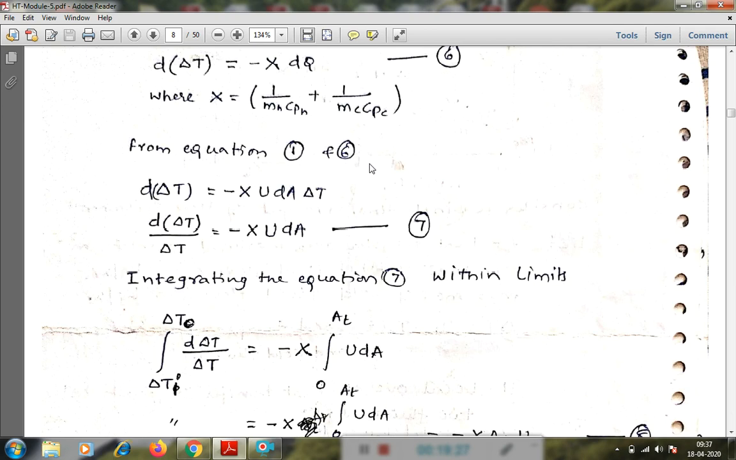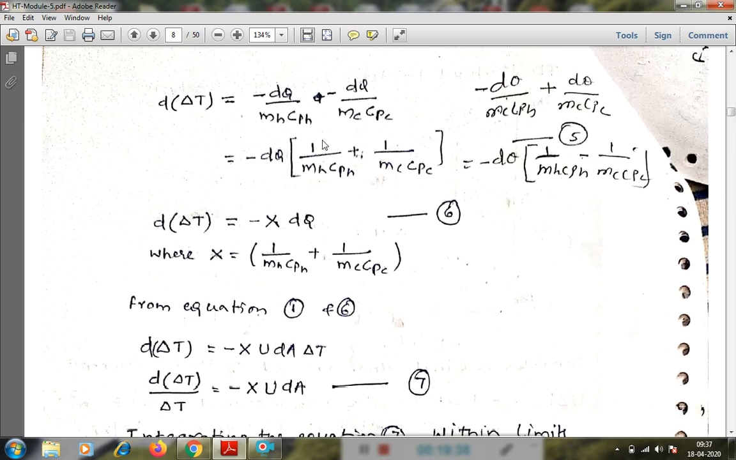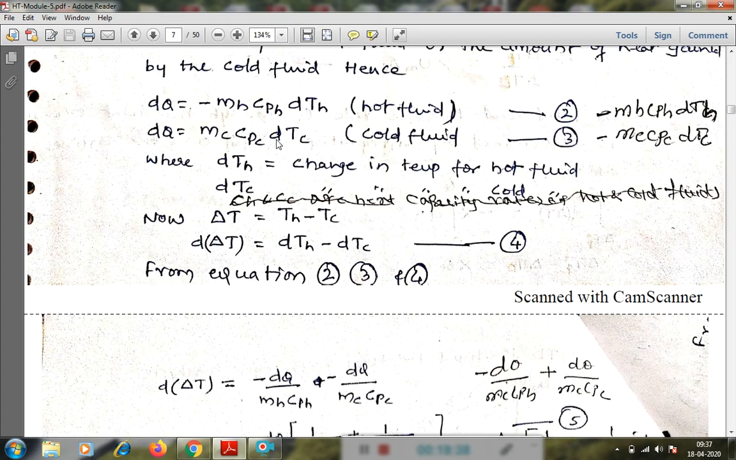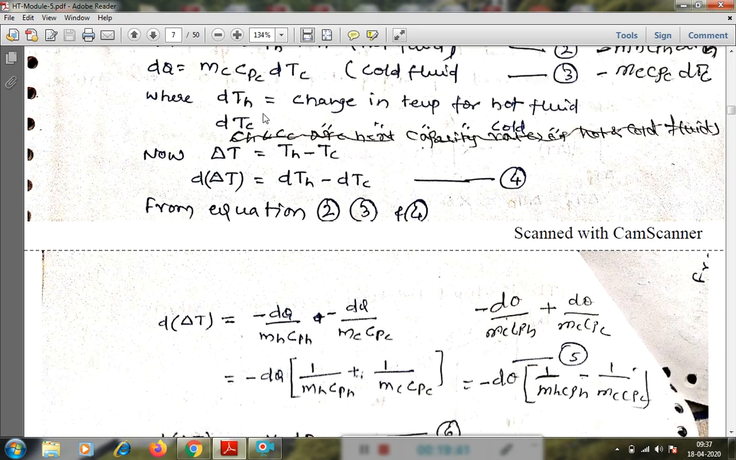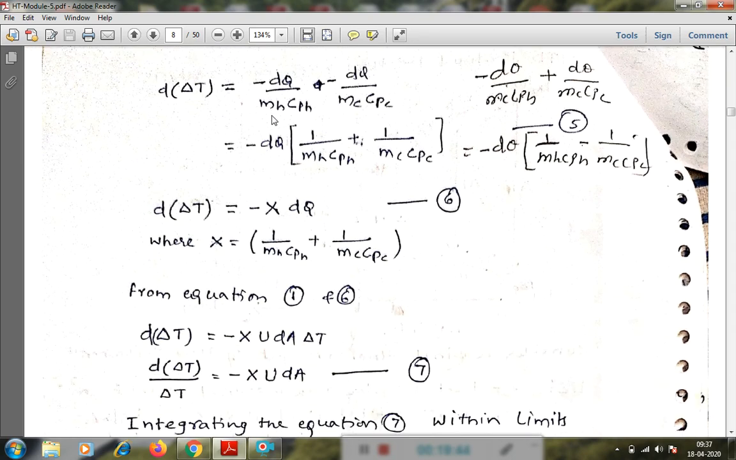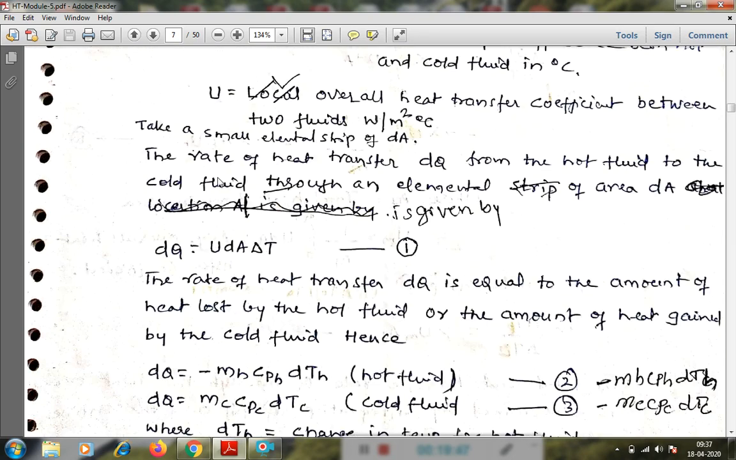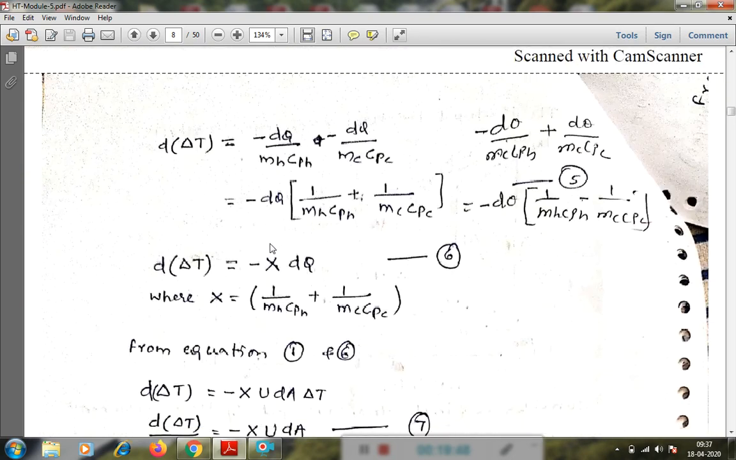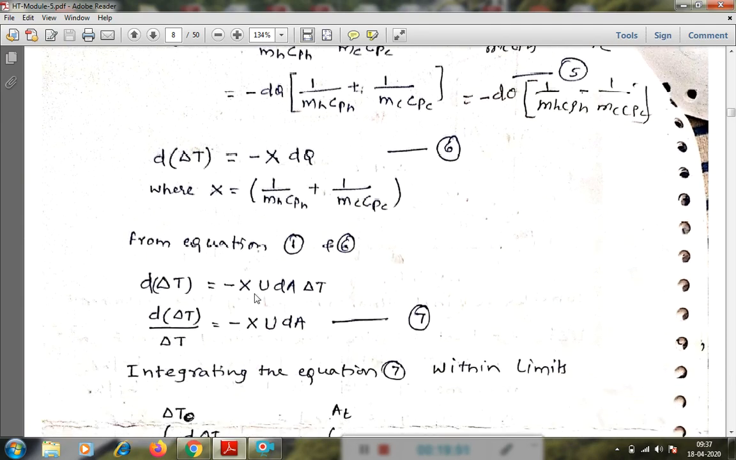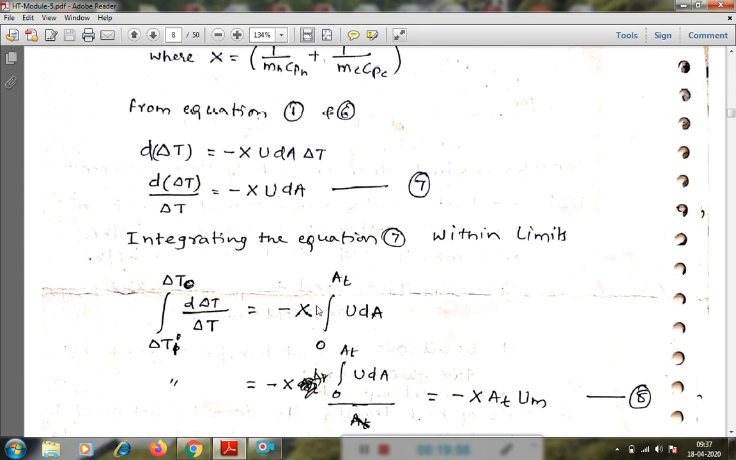From equations 1 and 6 we can write d of delta T is equal to minus x U dA delta T. The dQ value is taken from the rate of heat transfer equation, dQ is equal to U dA delta T, which we substitute here. So d of delta T is equal to minus x U dA delta T. If we rearrange this equation, d of delta T by delta T is equal to minus x U dA.